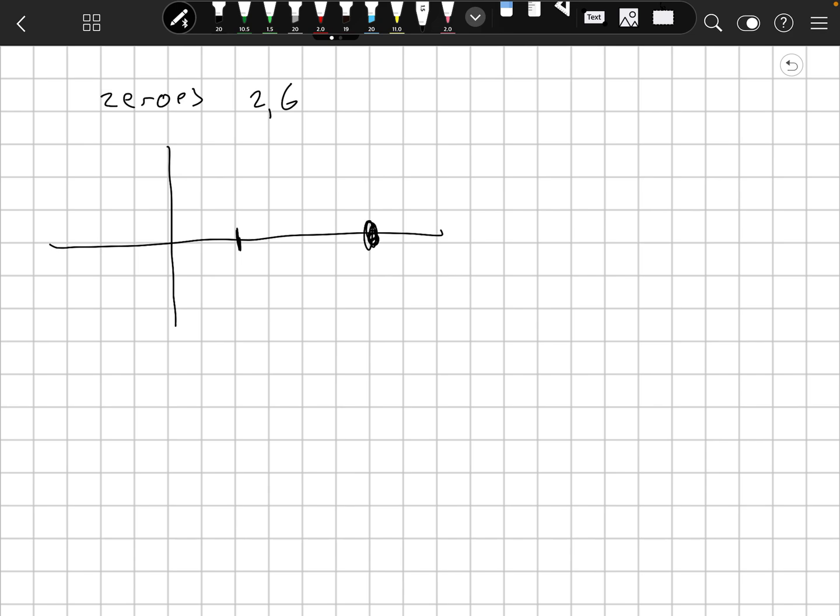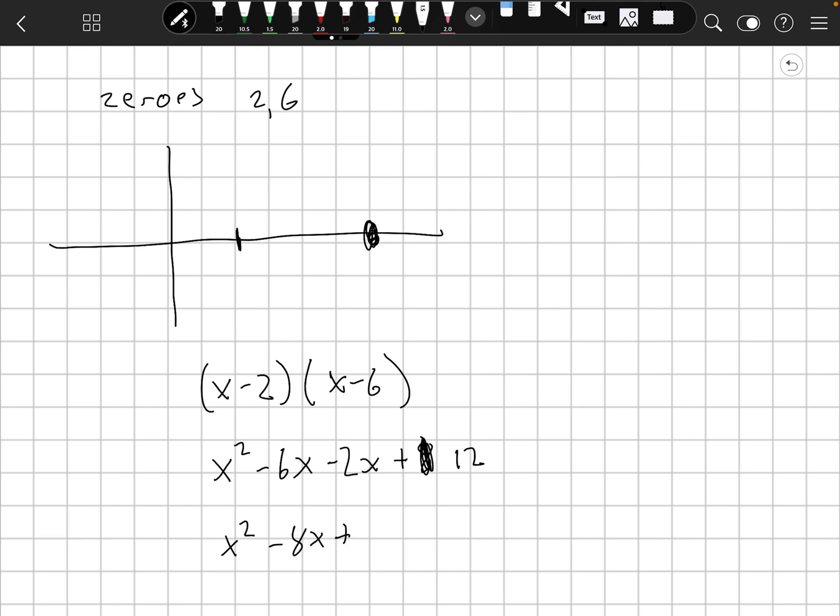So if the zero was 2, we could say x minus 2 must be a factor. And if the zero is 6, x minus 6 must be a factor. So here we already have it in factored form. Let's turn it into standard form by multiplying together, and we get first term, x times x is x squared, outer negative 6x, inner negative 2x, and last is going to be 8. Oh no, I'm sorry, negative 2 times negative 6 is positive 12. So we simplify that, x squared minus 8x plus 12. So there you have it, f of x equals that function there.